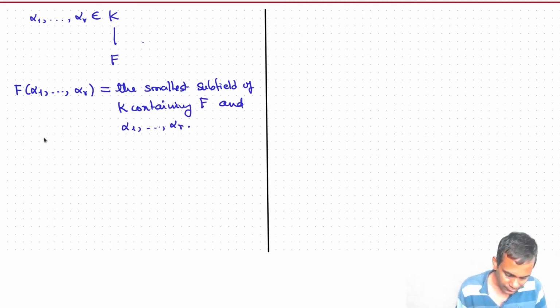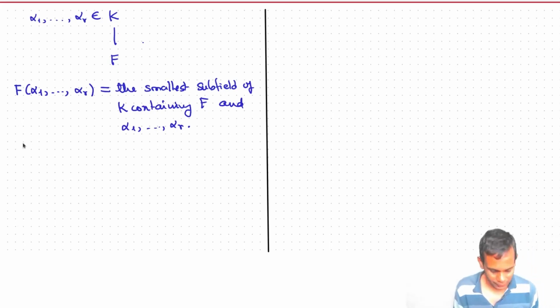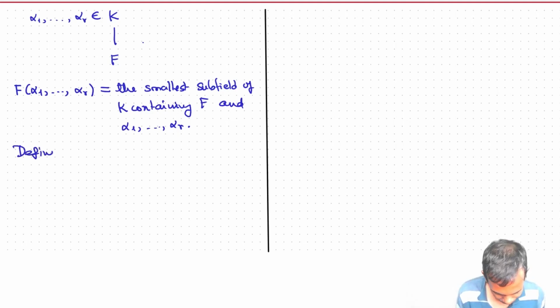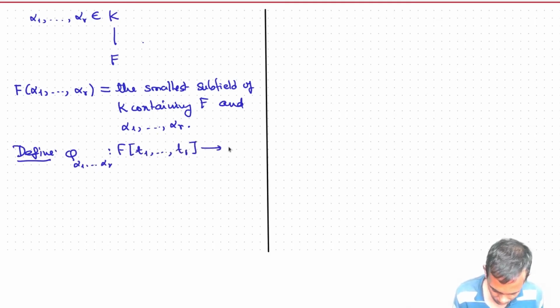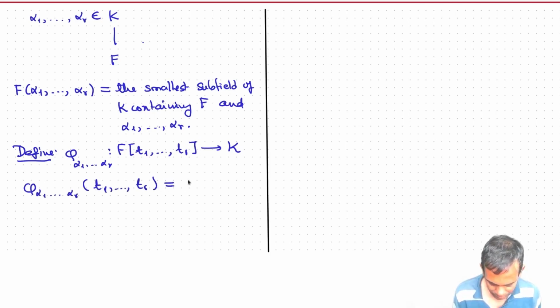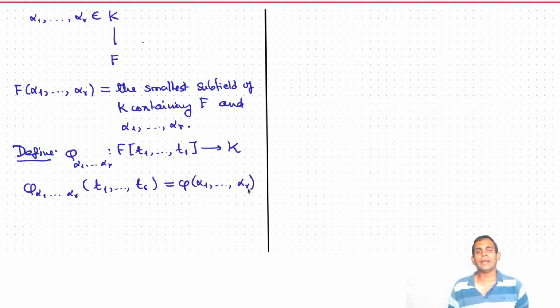Now you can again define a substitution map, but from a multivariate polynomial ring. We'll call it phi subscript alpha 1 to alpha r. It's going to be a ring homomorphism from F[t1, ..., tr], the polynomial ring with r variables, into K. And what it's going to do is, as you can guess, evaluated at t1 to tr, it will just be the value of the polynomial at alpha 1 to alpha r. So you substitute for ti the value alpha i.